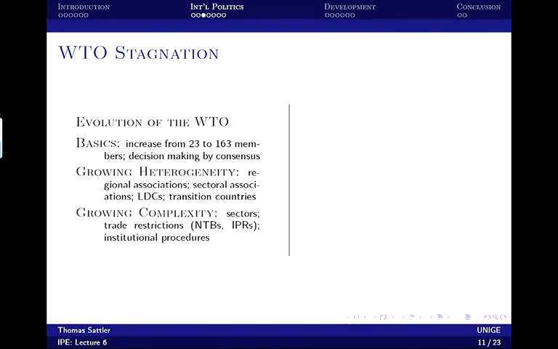And in addition, we are talking about deeper and deeper problems, right? We talk not just about tariffs. At the beginning it was easy. We just wanted to reduce tariffs from 50% to 5% today, right? But now we talk about more and more sectors. We talk about more and more complicated trade restrictions, so non-tariff barriers to trade, those are the NTBs, or the intellectual property rights, IPRs.